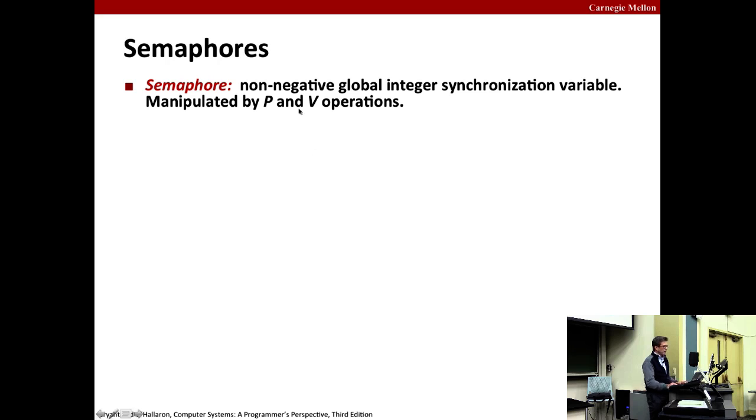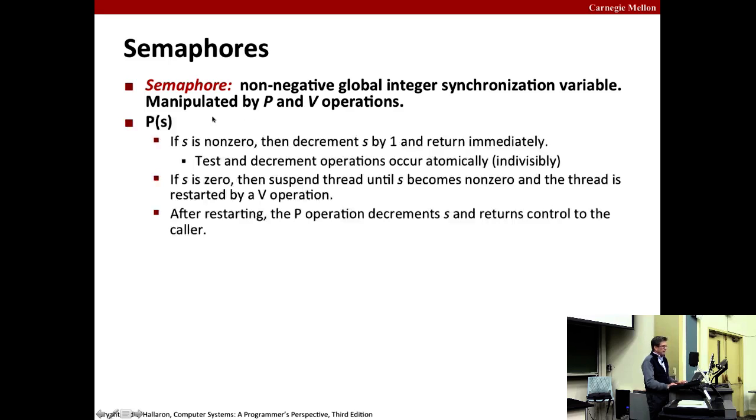Okay, so a semaphore is a non-negative global integer that's used as a synchronization variable by two kernel functions called P and V, or two system calls called P and V. These P and V correspond to Dutch words, but we just call them P and V, right? You just have to learn what they do.